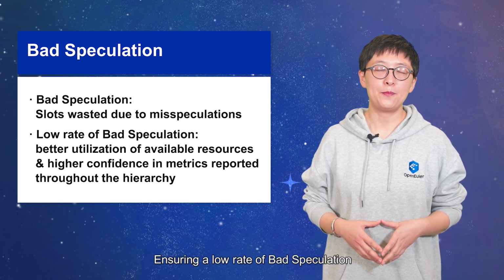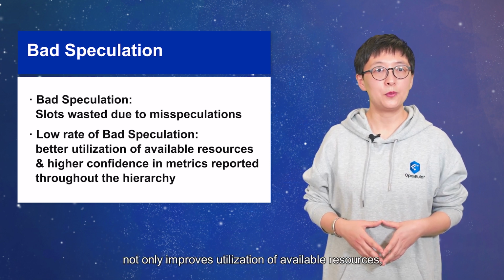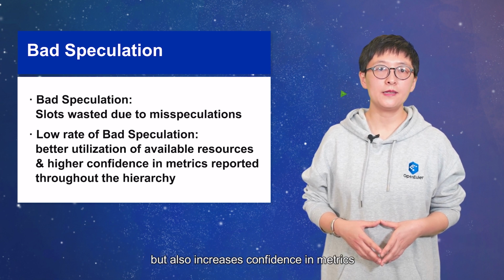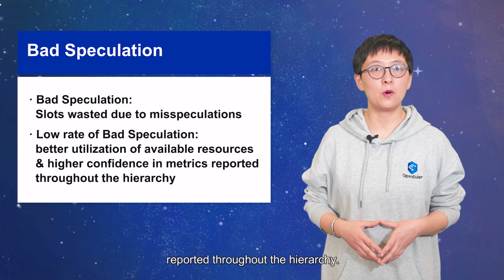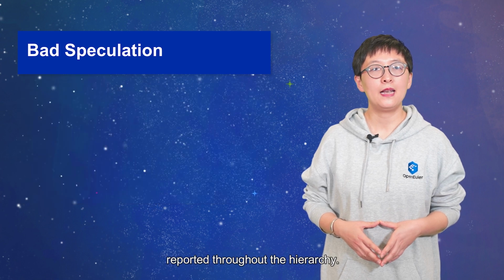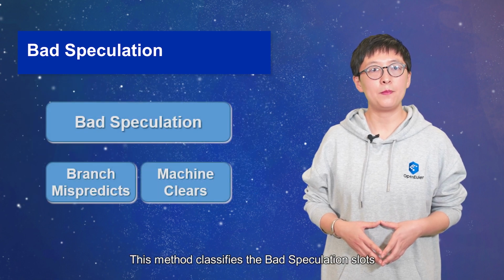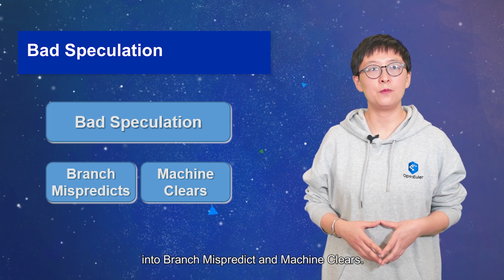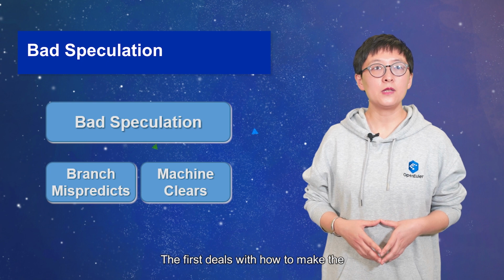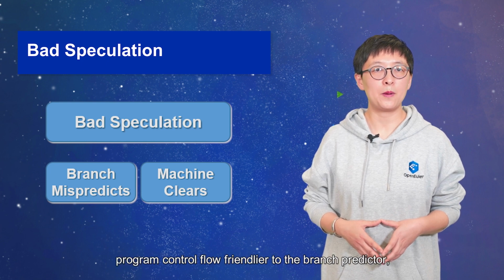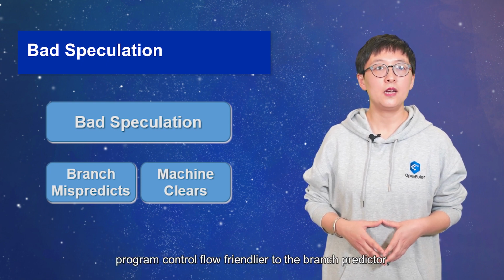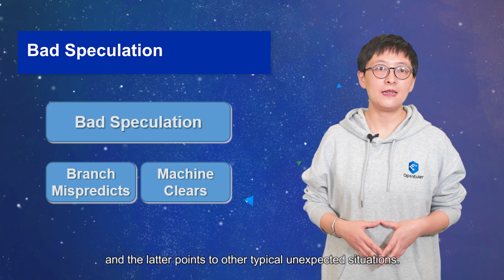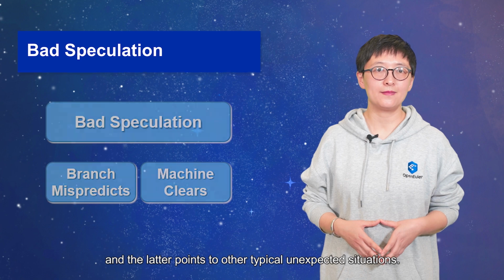Ensuring a low rate of bad speculation not only improves utilization of available resources, but also increases confidence in metrics reported throughout the hierarchy. This method classifies the bad speculation slots into branch mispredict and machine clears. The first deals with how to make the program control flow friendlier to the branch predictor, and the latter points to other typical unexpected situations.